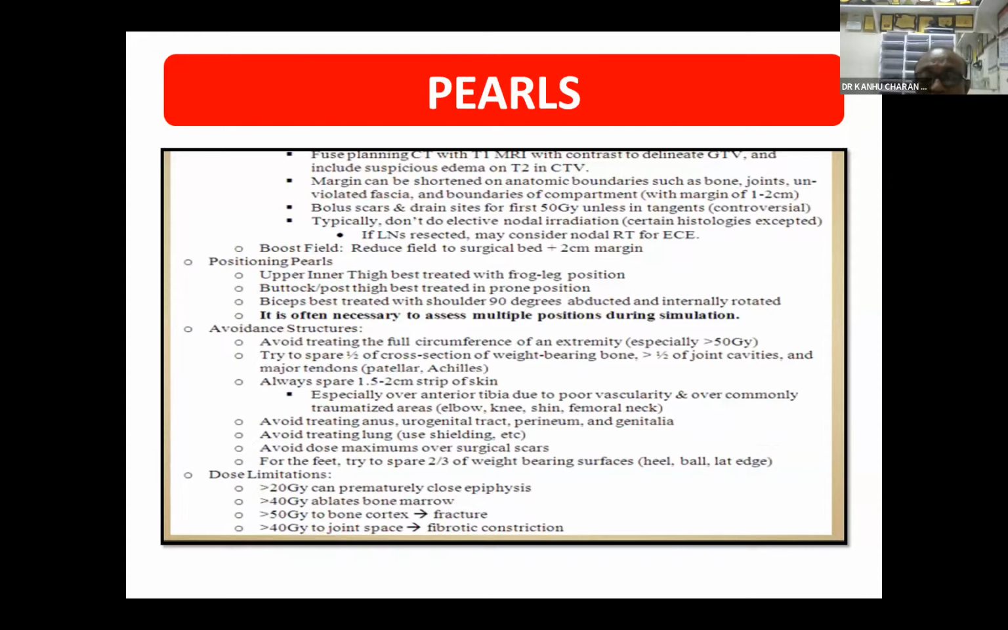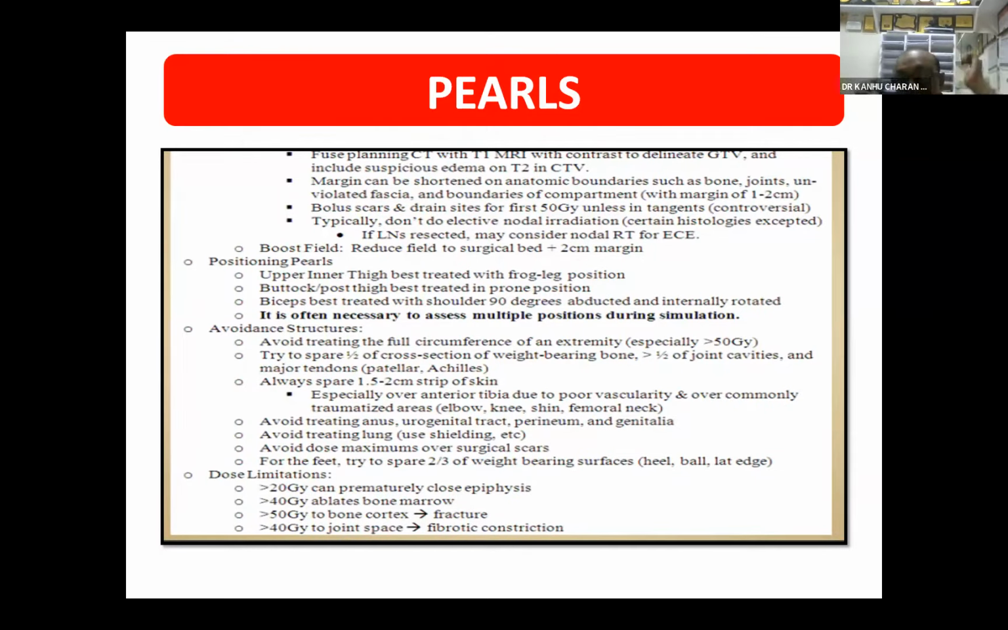Fuse CT and MR in the same position. Suppose you are going to treat the buttock, so ask to do the MRI in the prone position, do the proper fusion, and same-position MRI is mandatory if you are going for MRI-CT fusion. Margin can be shortened depending upon the bone, joint, fascia, and compartment boundaries. Bolus of the scars and drain sites, first 50 gray, is controversial. Typically, don't do elective nodal irradiation unless it is positive or dissected with extracapsular extension.